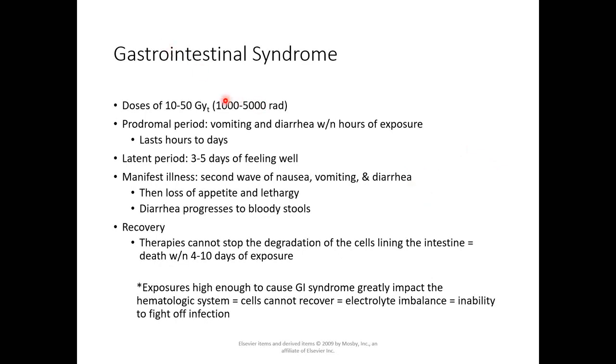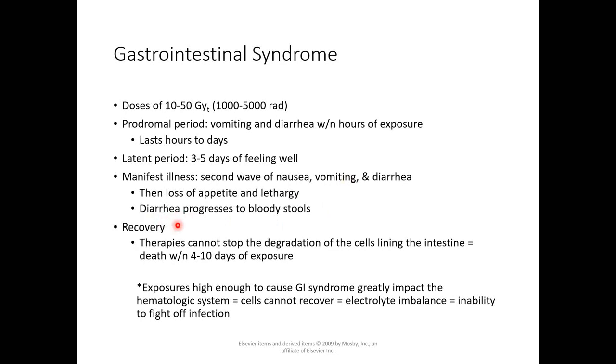With gastrointestinal syndrome, these doses are 10 to 50 grays or 1,000 to 5,000 rad. You're going to get that vomiting and diarrhea during the prodromal period. It will last a few hours. And then you're going to go through that latent period of feeling better. And then all of a sudden, the manifest illness is going to hit you, and it's going to be 10 times as worse as the symptoms from your prodromal period.